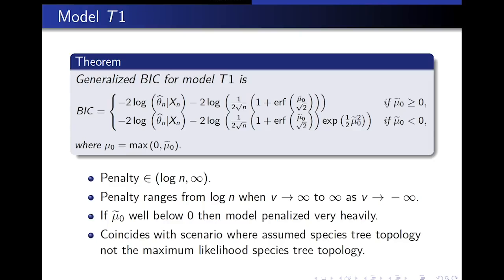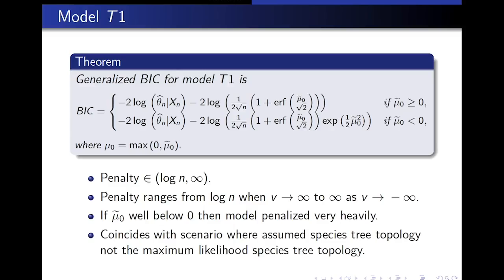So let's have a look at the BIC for model T1. It looks quite nasty, but it can be computed quite easily. For model T1, the penalty term for the BIC takes one of two possible values depending on whether the random variables are in the parameter space.